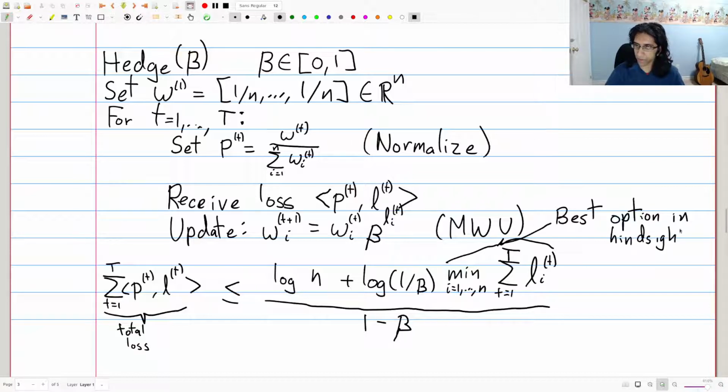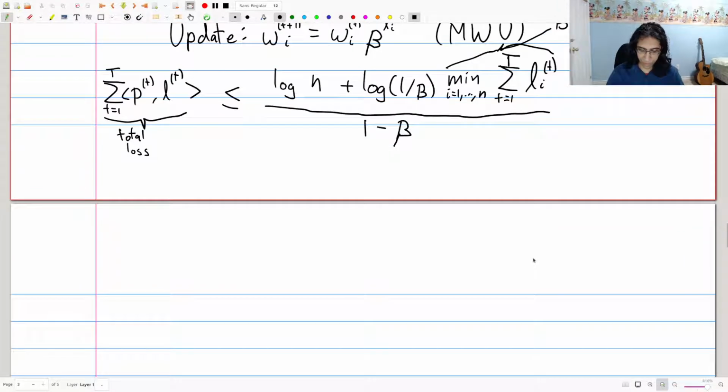And make sure you understand why I call this the best option in hindsight, because it's really just saying that you pick one at the beginning and you put a 1 there and a 0 everywhere else in our vector, and you stick with it the whole time. Of course, you can't do this at the beginning because you don't know what it's going to look like in future rounds that haven't happened yet, but it's the best option in hindsight. Cool. So that's the type of bound you can get.